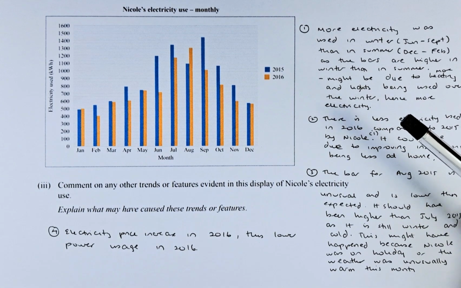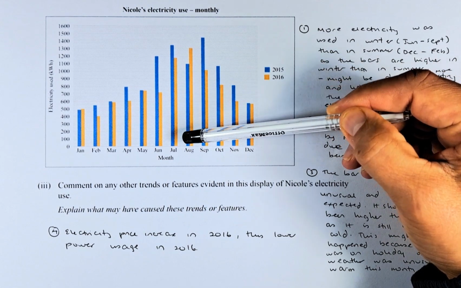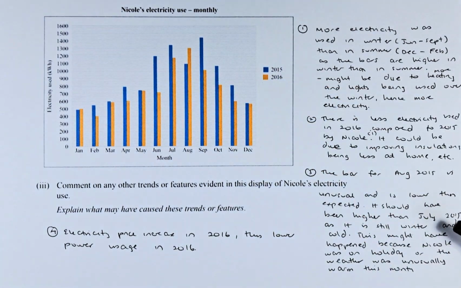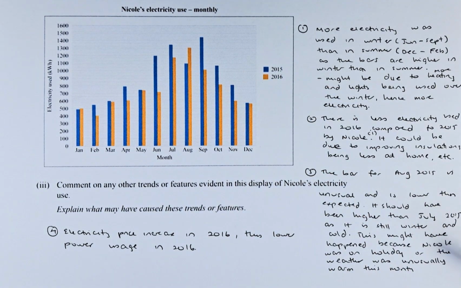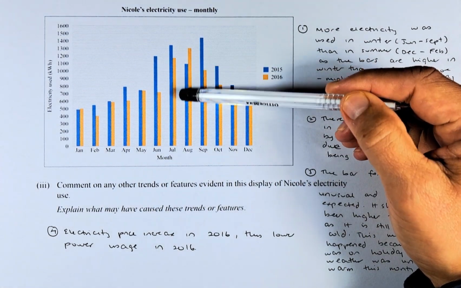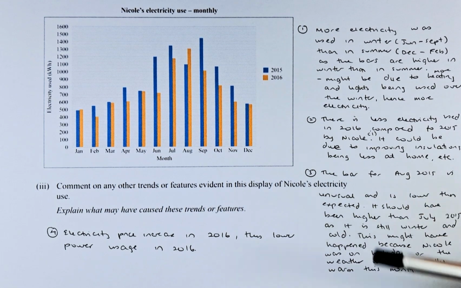And for the third point, you can look at August here. The blue bar, August 2015, seems to be lower than expected. It's unusual. It should be higher than July 2015, as it is still winter and it is cold. This might happen because Nico might be on holiday or not at home, so that's why the usage is unusually low. Or maybe the weather was warm in that particular year. So that is the third point you can answer.